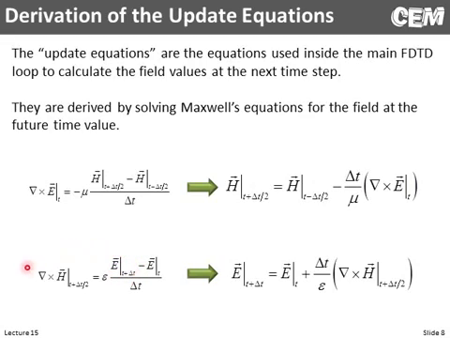We'll solve this curl equation for that electric field, and now we have that the electric field at the future time step is the electric field from the previous time step plus the curl of H multiplied by some constant, delta t over epsilon in this case. And the future value of H is the previous value of H minus the curl of E scaled by this constant, delta t over the permeability in this case.